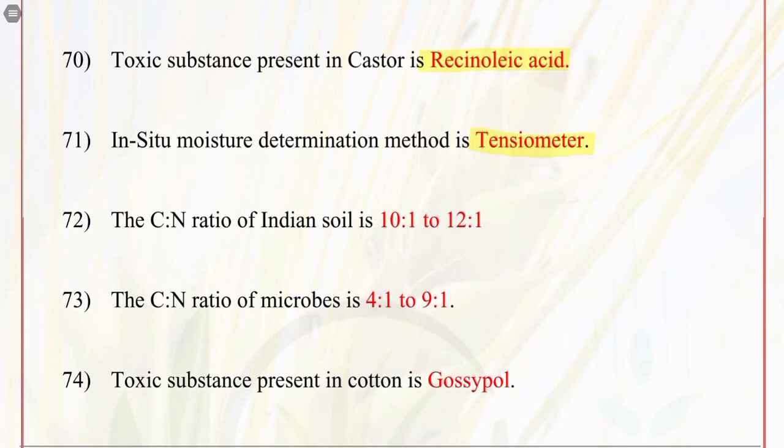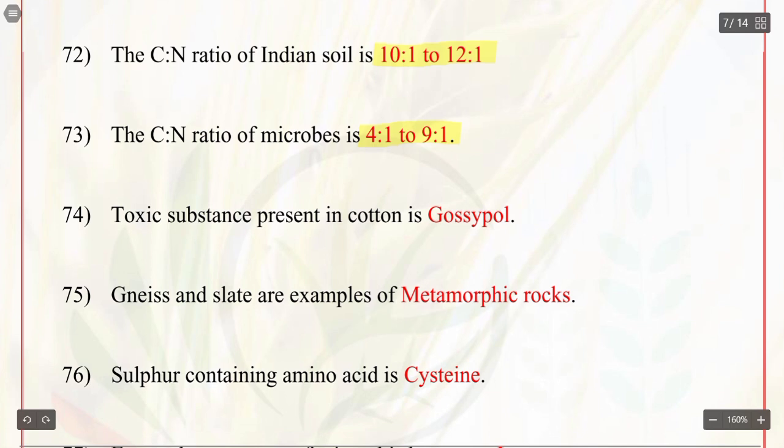Next, the CN ratio of Indian soil is 10:1 to 12:1. Question number 73. The CN ratio of microbes is 4:1 to 9:1. Next, toxic substance present in cotton is gossypol.